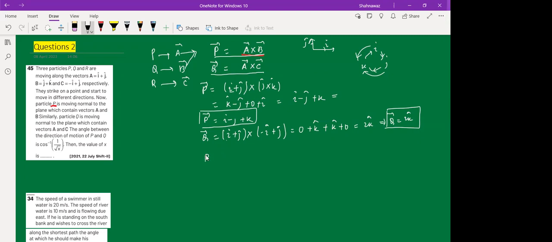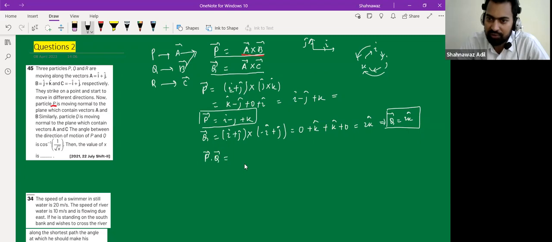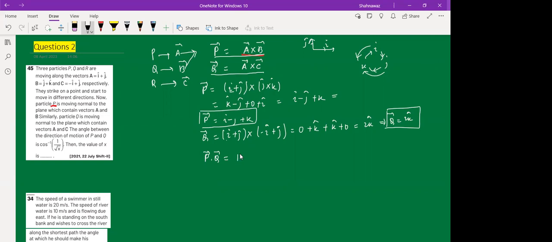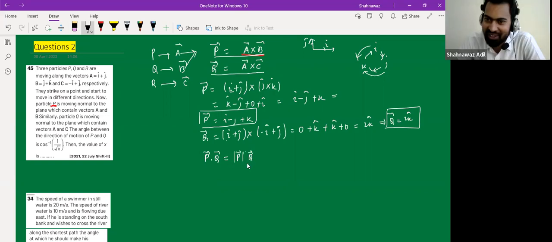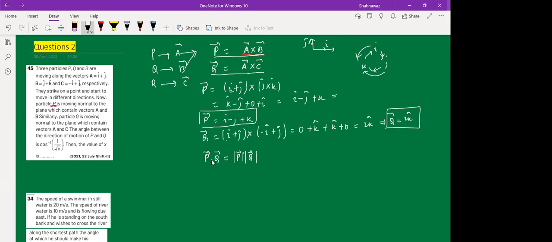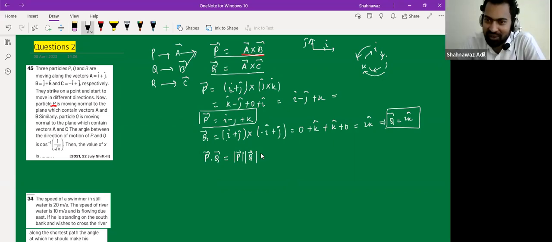Okay. So what was P dot Q? It is not 0. P and Q are not perpendicular. If cos theta would have been 0, then this would have been 0, because P and Q would be orthogonal. We don't know that these are perpendicular, so we can't say that the dot product is 0.